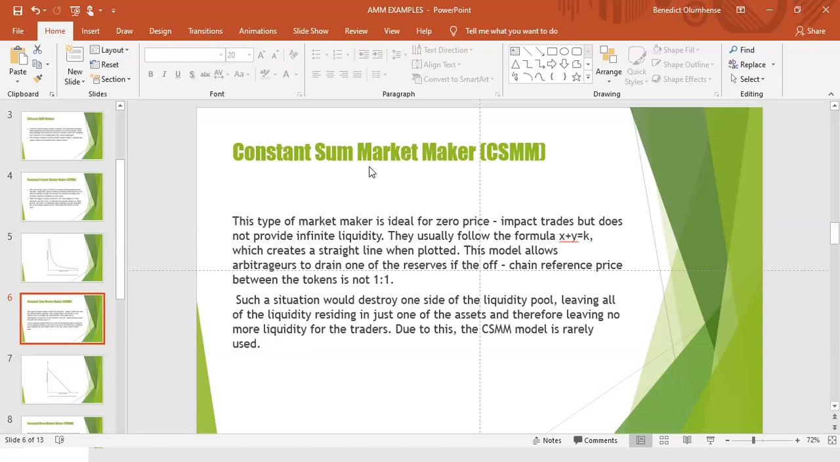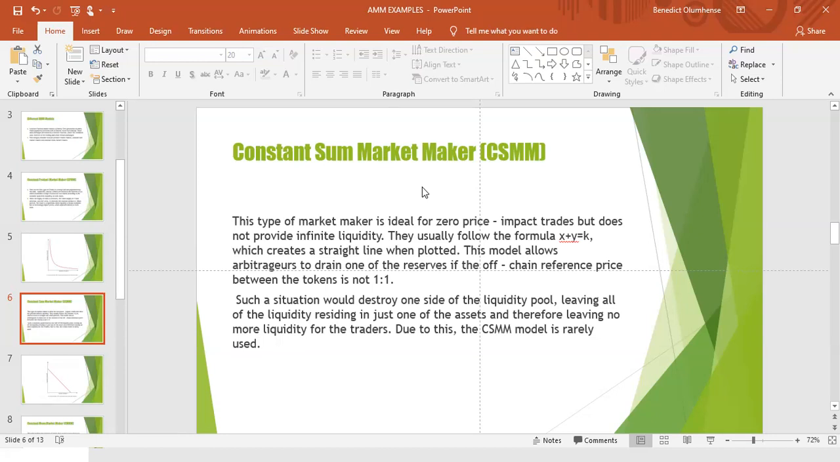And so a constant sum market maker will not take into recognition the price impact of that trade, right? It will just give you what you requested. And so they usually follow the formula X plus Y equals K, right? We create a straight line when plotted. So this model allows for people who want to drain more reserve of the main chain reference price between tokens that are not equal to 1 plus 1. So this is like a more technical explanation of what a constant sum market maker is, right?